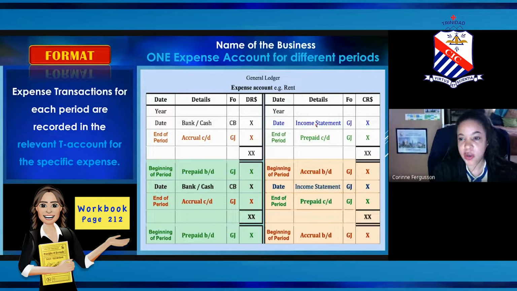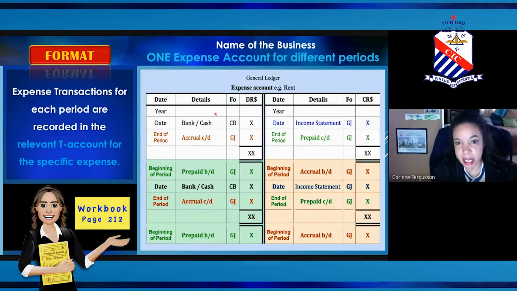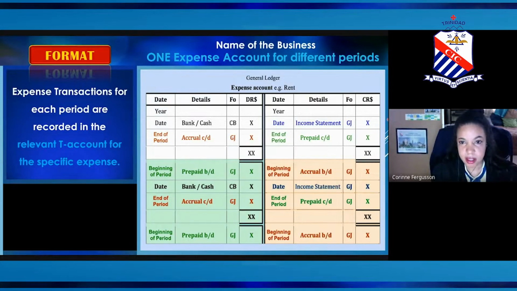And then you have your income statement, which would be the amount of the expense incurred. Okay, so for this first year, you have 4 items: cash or bank, accrual carried down, income statement, prepaid carried down. For every other period after the first period, this is what your format is going to look like. You're going to end up with 3 things on the debit side and 3 things on the credit side. And this is what we are going to learn for this class.